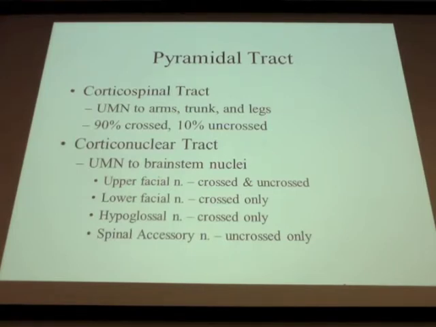So the corticospinal tract is almost all crossed. That's why the left side of your brain controls the right side of your body. It's largely crossed; there are maybe 10% that are uncrossed that we'll see in a minute. That's why, if you have a problem with the left side of your brain, it affects motor on the right side of your body. And the corticonuclear tract is a little more complicated because the upper motor neuron that goes to the brainstem nuclei can either be crossed or uncrossed.